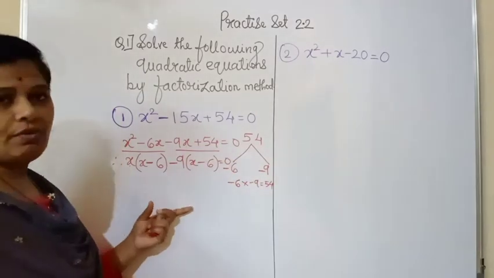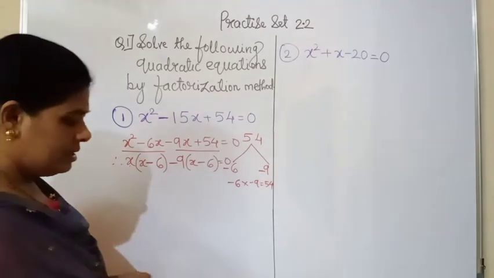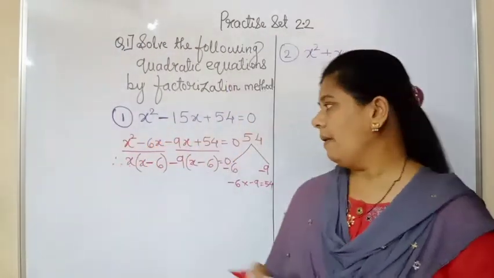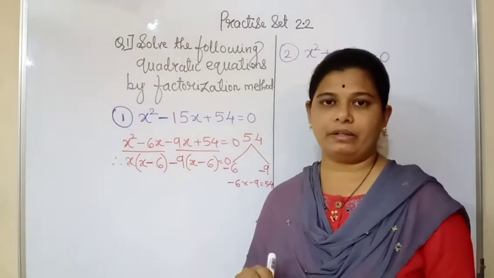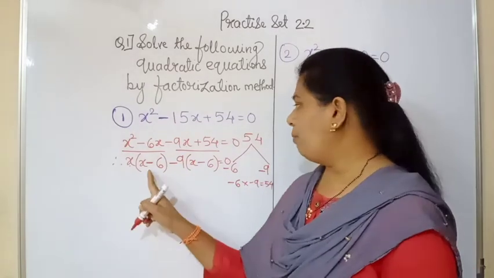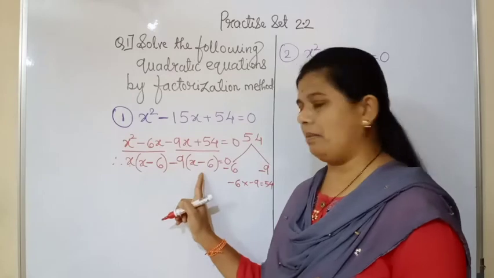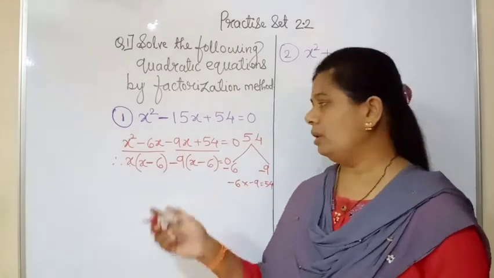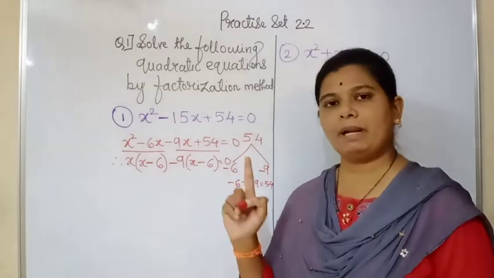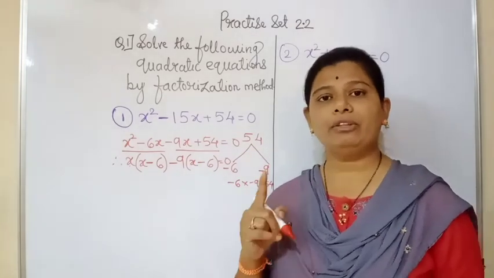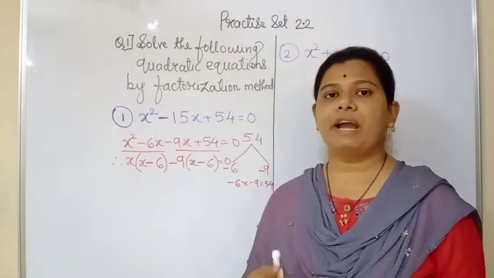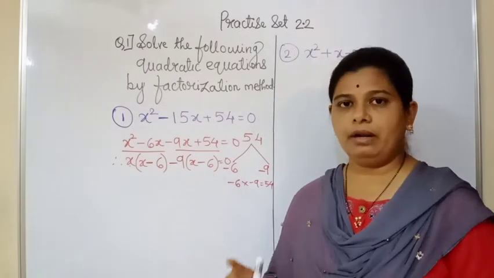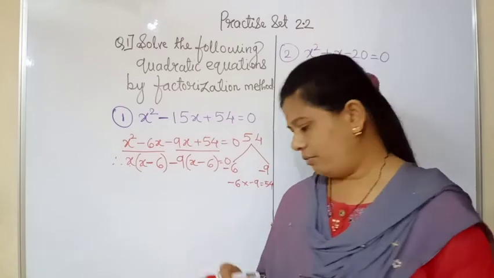Okay, so in this way you have to write it. Second thing, one more important trick you have to keep in mind: whenever you take the common factors, you should see that both the brackets are the same. Always remember, when we take common factors, the two brackets will always come the same. If you get different brackets, it means you have gone wrong somewhere. Okay, so you have to keep this in mind. Now we will write our factors.